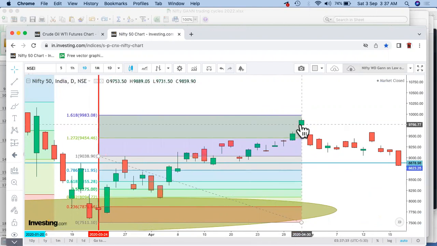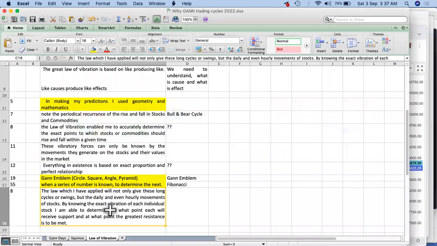So this is just like the longer cycles that we saw, and probably this is also matching with the shorter cycles, right? So as we say, yes, for the bigger cycles we are getting those kinds of results. And for the daily cycles, again, we are getting those kinds of results, right? But some more important things that we will like to see are hourly movements. By knowing the exact vibration of each individual stock, I'm able to determine at what point each will receive support and at what point the greatest resistance is to be met. Right? Now, this is something very typical.